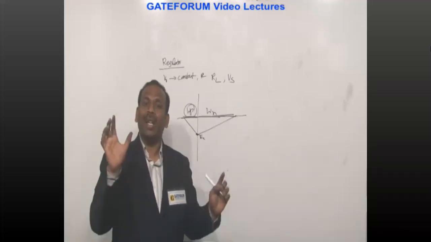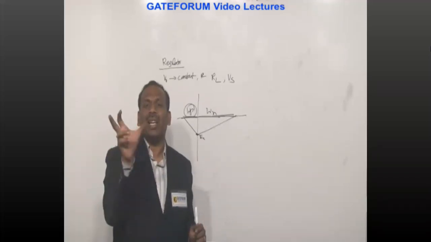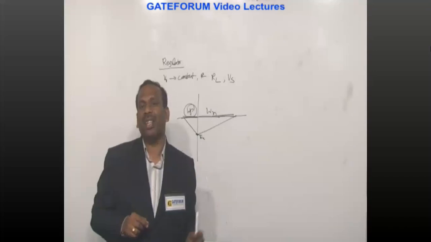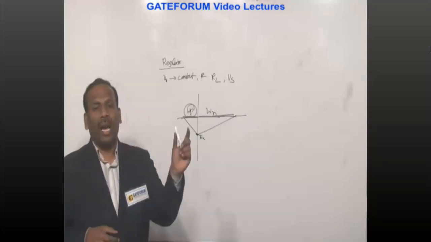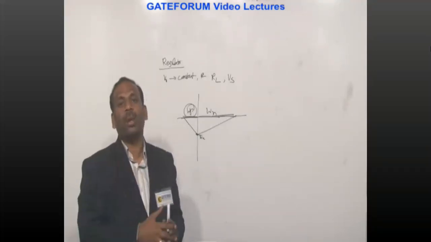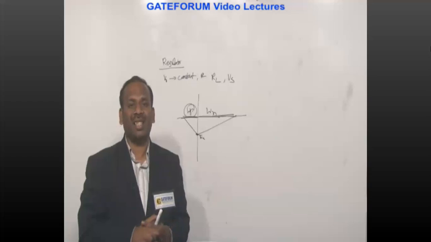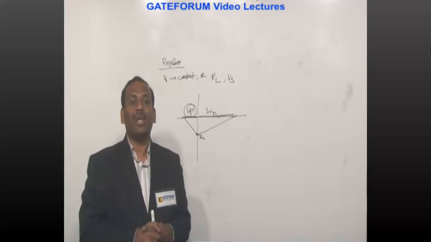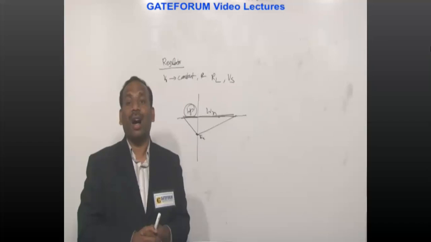Otherwise, we assume that under reverse bias a very high resistance is offered, under forward bias a very low resistance is offered, and under forward bias there is a voltage drop, that is, the cut-in voltage will exist. Clear, Piyush?